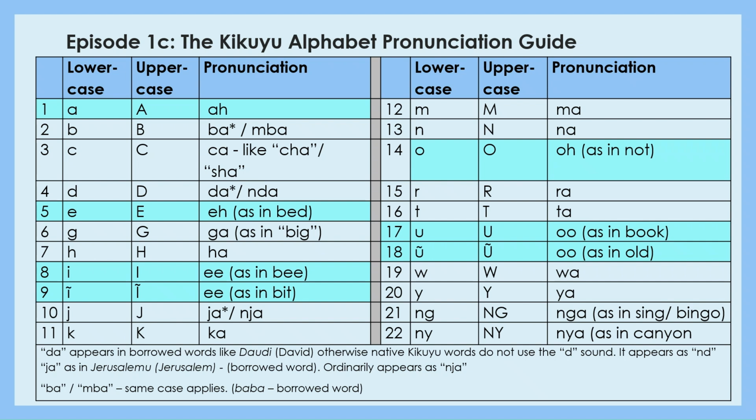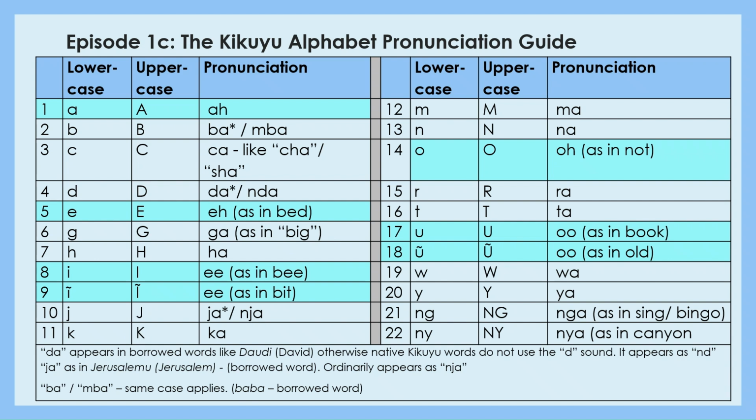The plain va sound appears in borrowed words only, such as vava, that is father, borrowed from Swahili or Arabic. You'll notice it's also asterisked, and if you look at the bottom of the table, you will see the explanation. So when you hear mba at the beginning of a word, this is authentic Kikuyu. When you hear the plain va, you're most likely hearing a borrowed word.